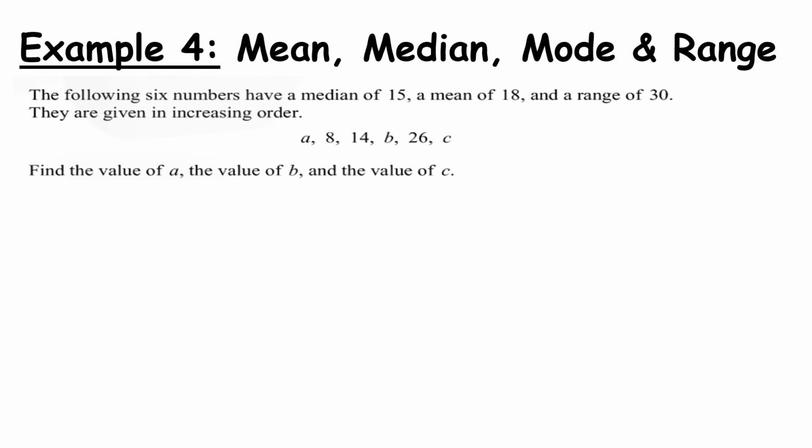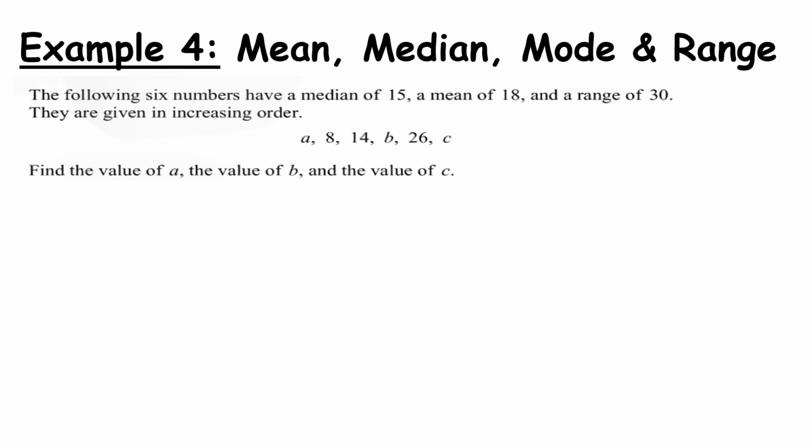Example 4, a mean, median, mode, and range exam style question. The following 6 numbers have a median of 15, a mean of 18, and a range of 30. They are given in increasing order. So increasing order is the same as ascending. Find the value of A, the value of B, and the value of C.